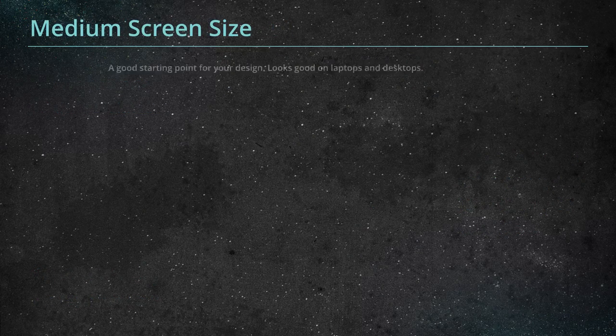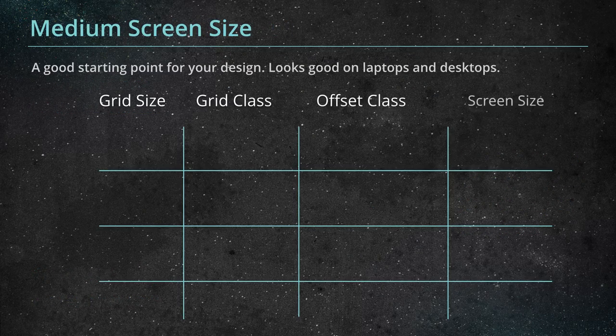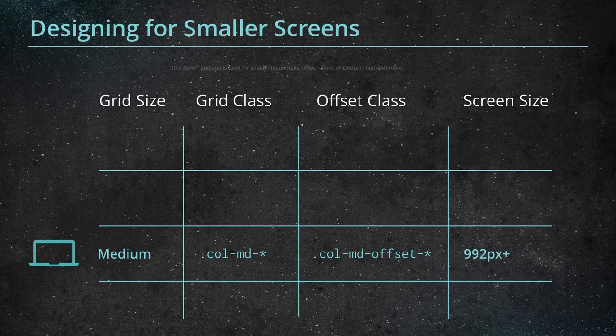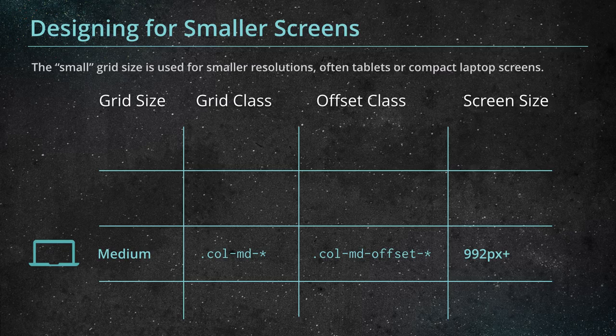So far, we have concentrated on getting our site looking great on medium-sized screens, things like laptops. To do that, we use that col-md-* class and the col-md-offset-* class. But these only work for screen sizes of 992 pixels and larger. For smaller resolutions like tablets and even compact laptop screens, there's another grid size we could be designing for, and that's called the small size.